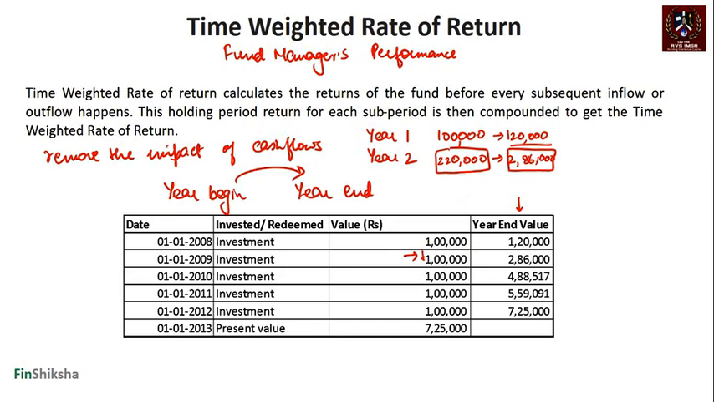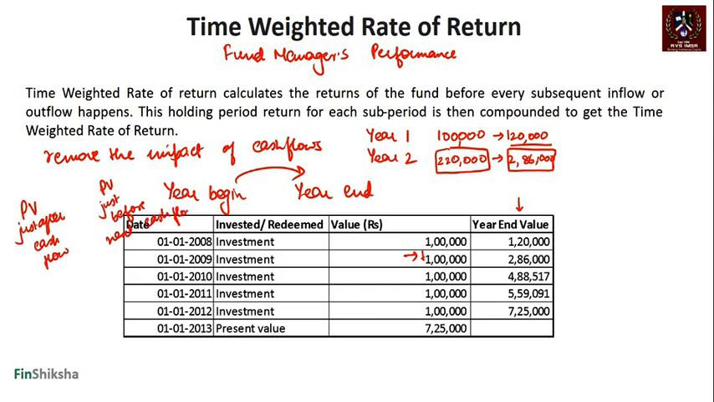In this case, it is the year beginning and year end value. In reality, what you are looking at is basically values just before and after a cash flow happens, right? You want to remove the impact of the cash flow. So instead of weighting your returns with money, you're trying to weight it on time, right? So you're removing the impact of cash flows. So you're taking the portfolio value just after a cash flow, and then you're looking at the portfolio value just before the next cash flow.